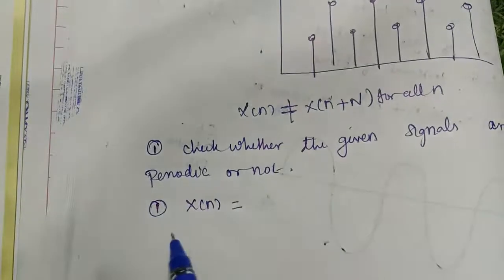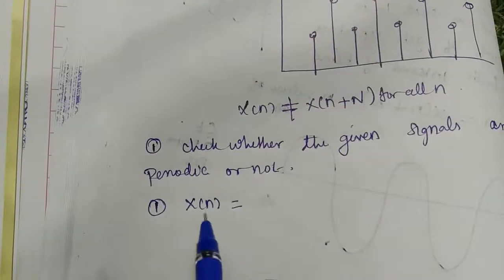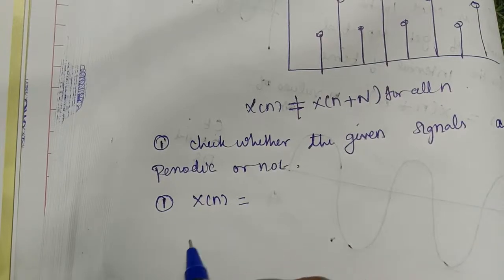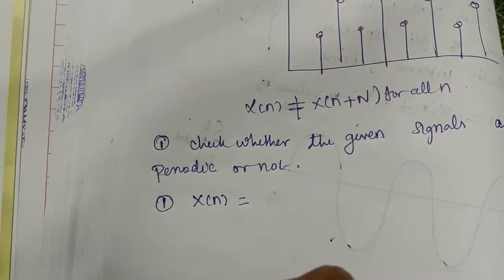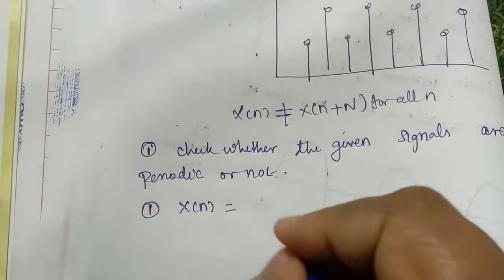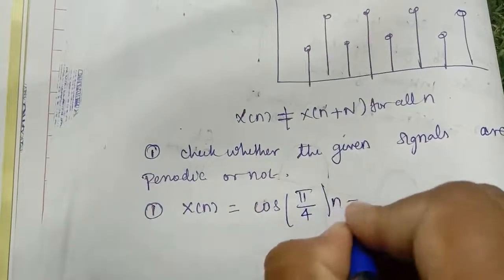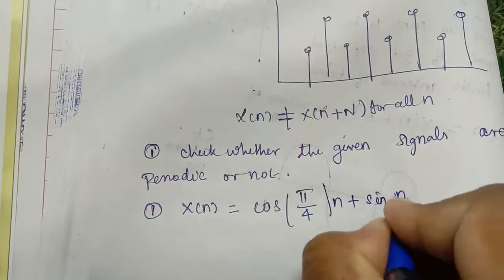So we are studying about discrete values, so our notation would be x of n. If you want to write it as x of t, that is called a continuous signal. If you want to say it as x of n, it is called a discrete signal. Okay, x of n equals cos(pi by 4 n) plus sin(pi by n). Okay, this is the question.